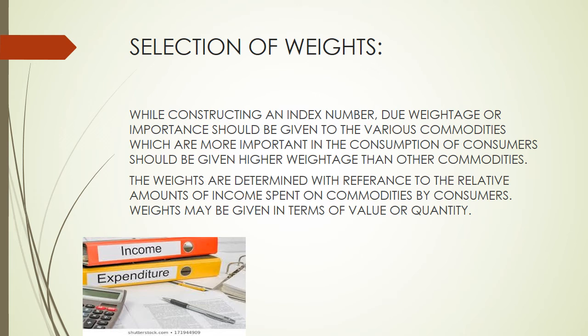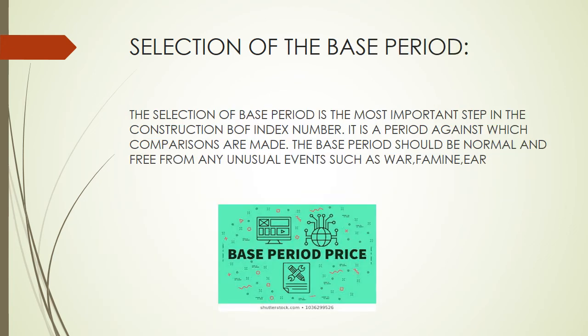And also, it is determined with reference to the relative amounts of income spent on commodities by the consumers. So what is the income of a consumer and what is the expenditure of a consumer, meaning how much is spent on the commodities, should be taken into consideration, and these weights are in terms of value or quantity.